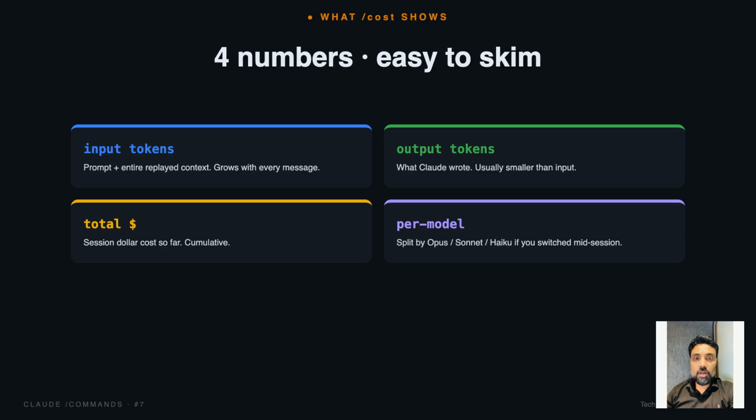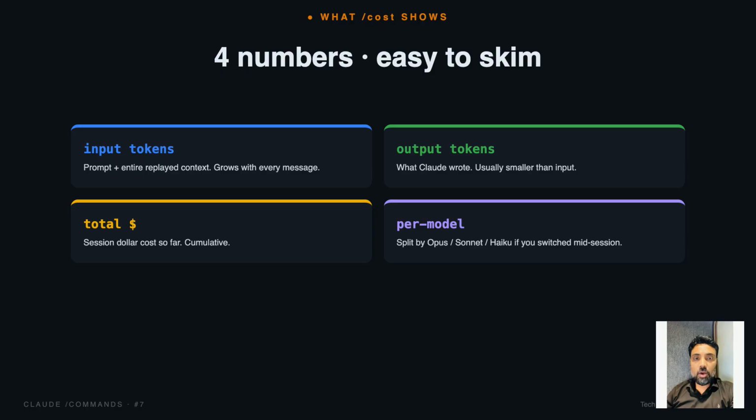Okay, let's dive in. First, /cost. Type /cost in any Claude Code session. What comes back? 3 numbers: input tokens used, output tokens used, total dollar cost so far in the session, and a breakdown by model if you've switched mid-session. Simple output, easy to skim.